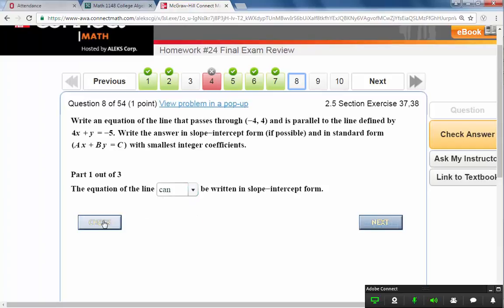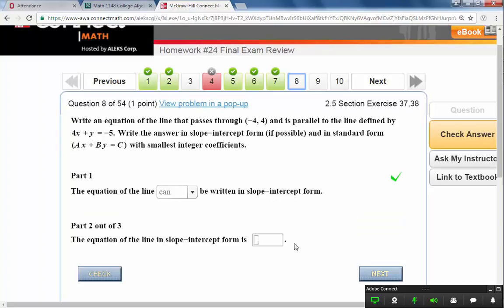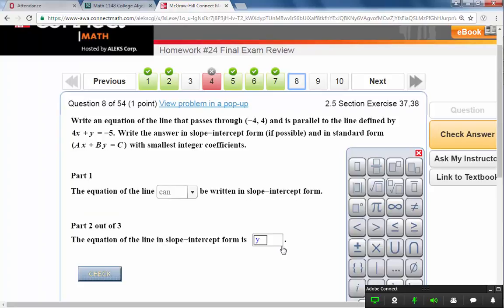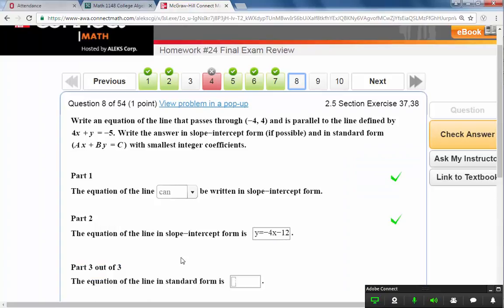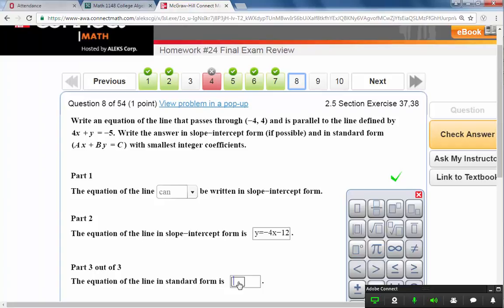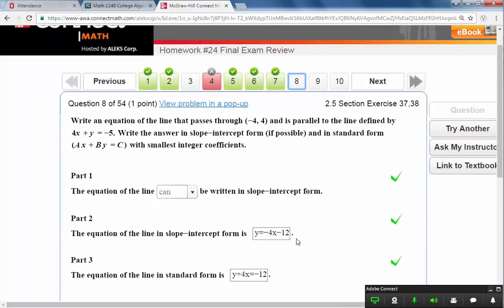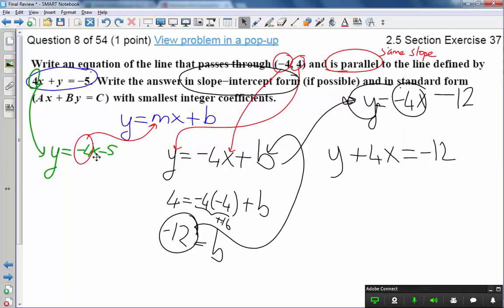The line can be written in slope-intercept form as y equals negative 4x minus 12, and in standard form it's 4x plus y equals negative 12. All right, good. Any questions?